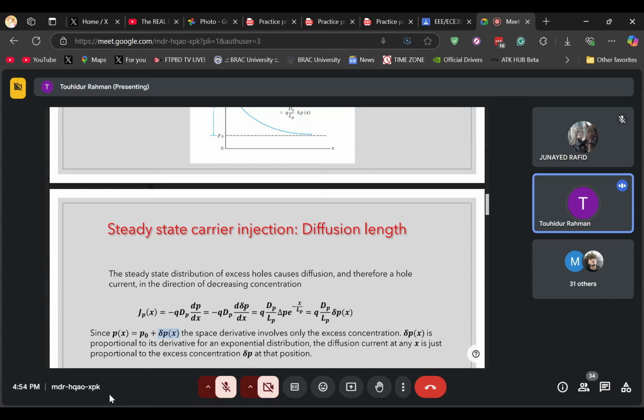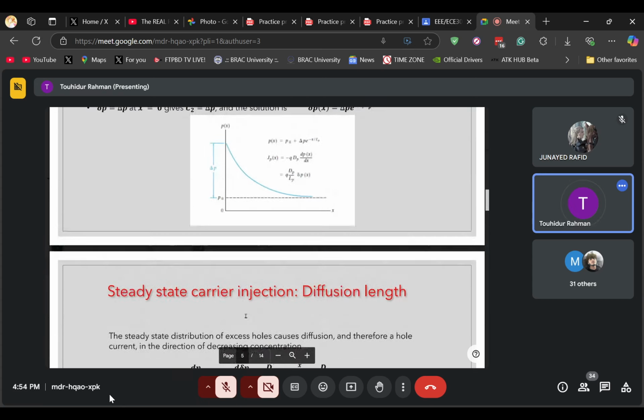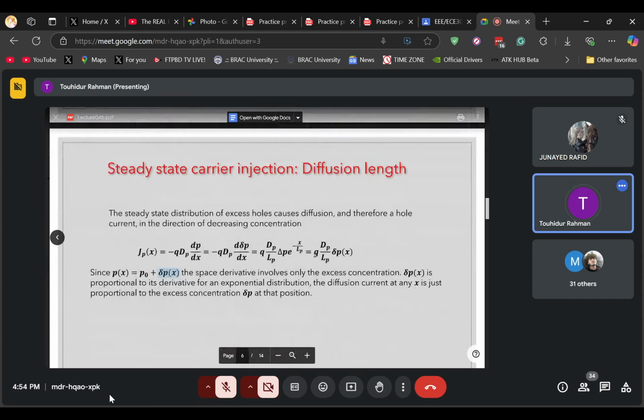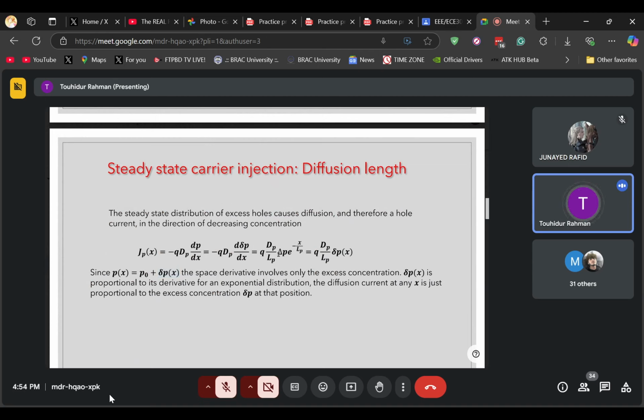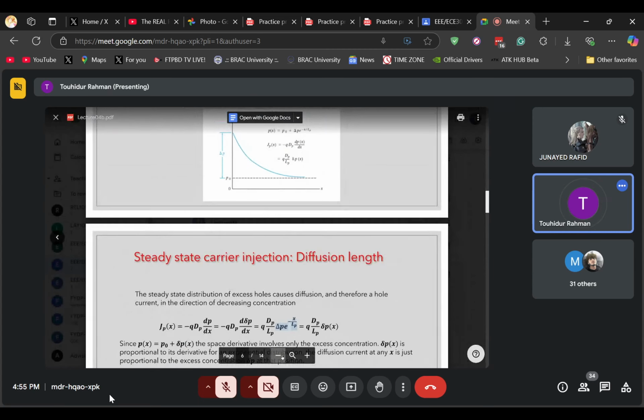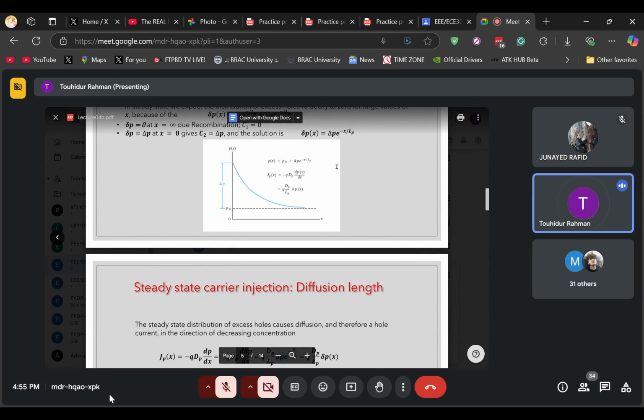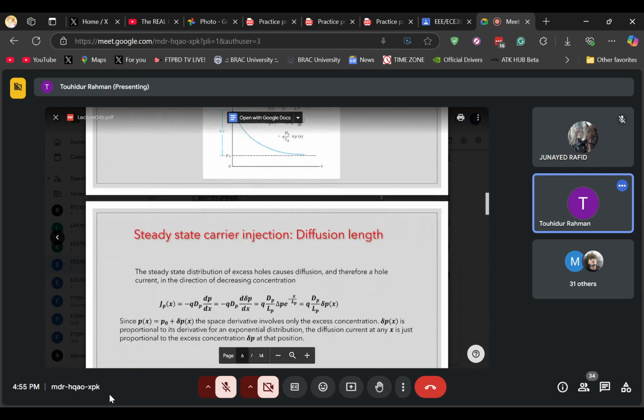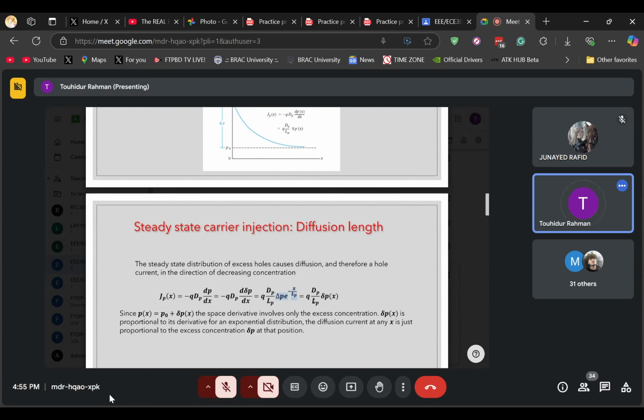Okay, all right, so we have it now. We know the delta p. If we take the derivative with respect to x, it will become like this. And if you notice, the result is very interesting. In the result, we again have delta p e to the power minus x over Lp, which is identical to this expression. That means we can replace this part with q Dp by Lp times delta p(x).